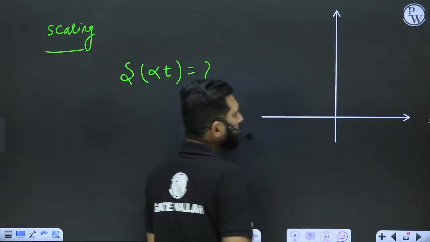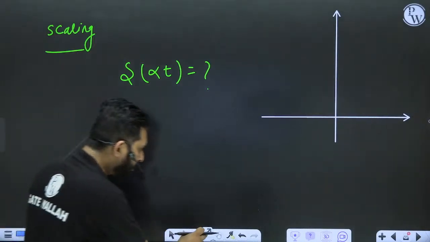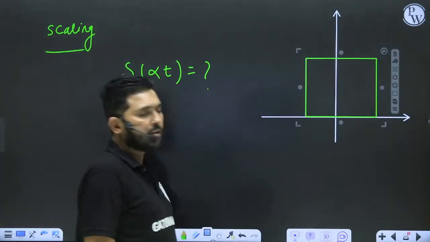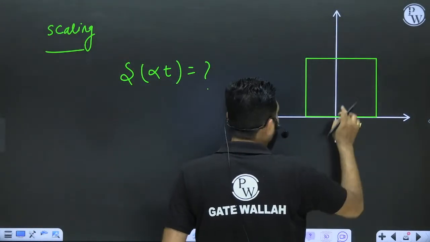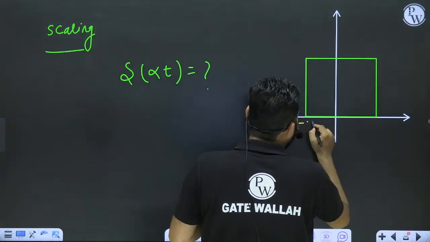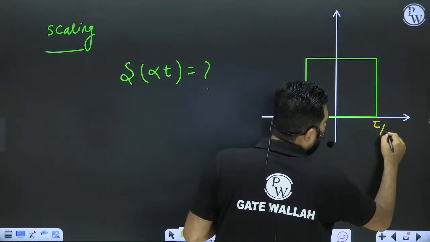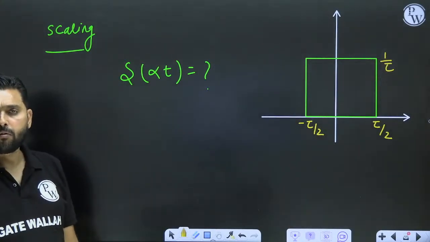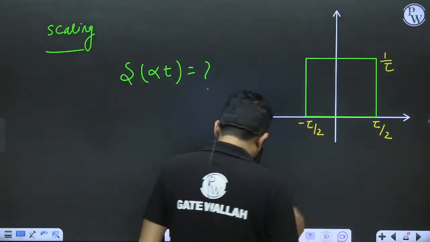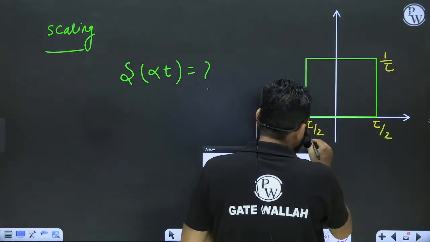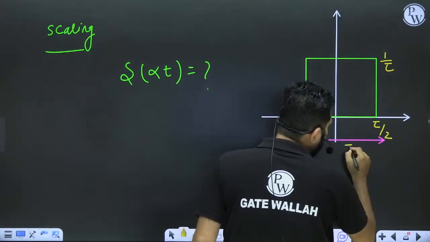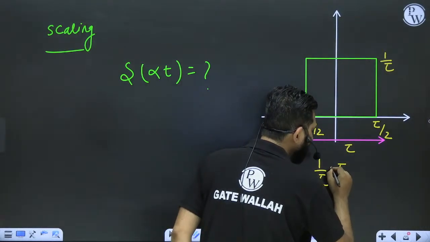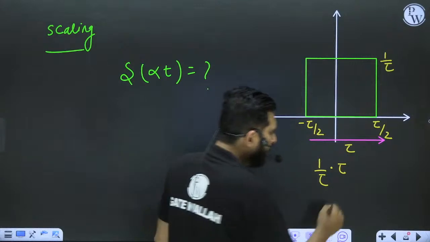See here, how we define the impulse function. We said that if we consider a rect function, let's say from minus tau by 2 to tau by 2, having a width of tau and a height of 1 by tau, then 1 by tau into tau gives me 1.